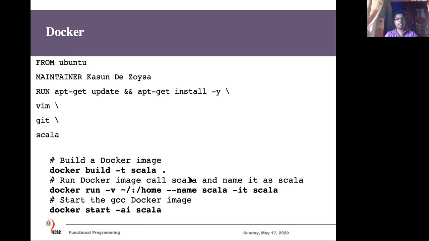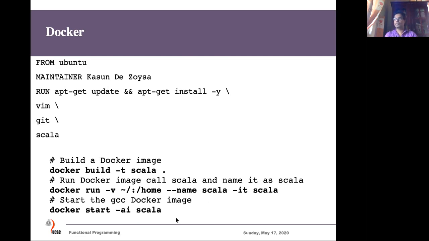When you use Docker, Docker can see the host machine file system, so the syntax of docker run has this mapping. If you don't want to map, you can skip that, but it's better to map it. Then using --name, I can name the Docker container I'm going to run, and I give the image. Then it will create a running container.